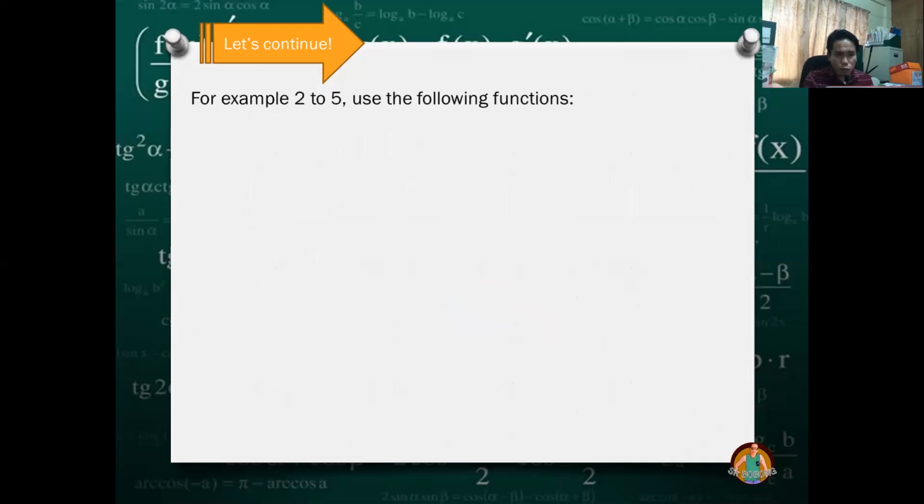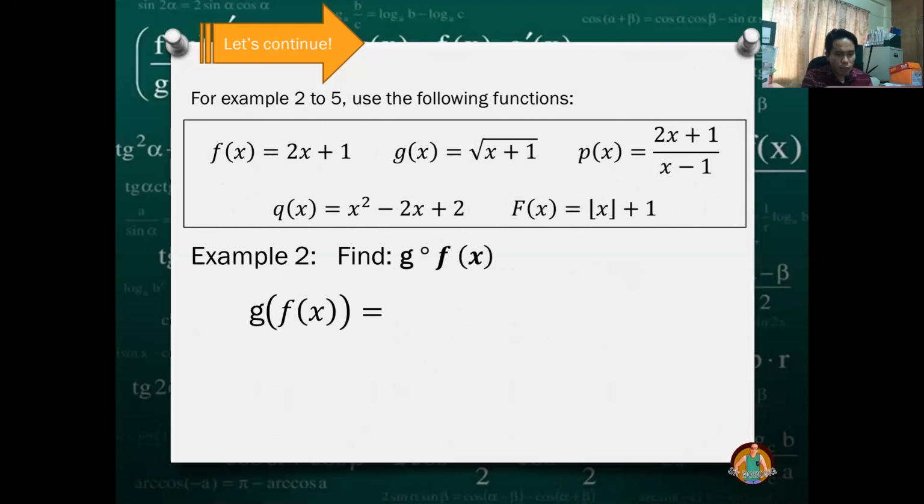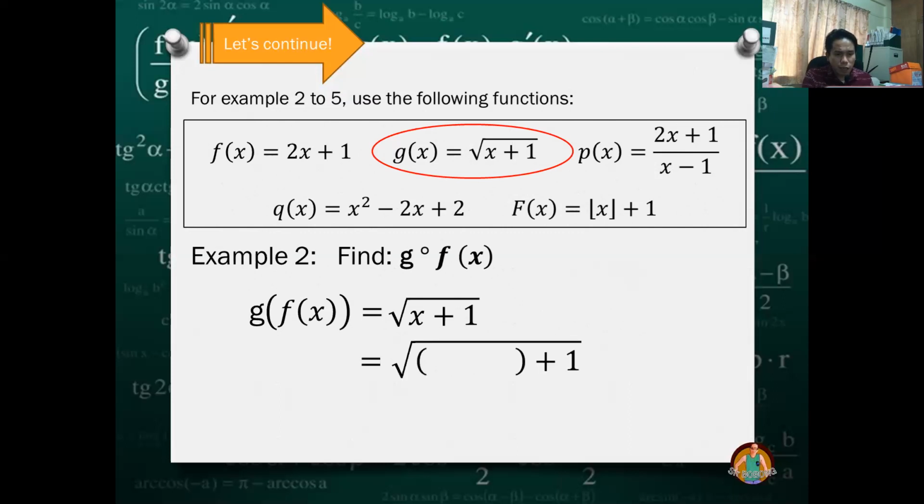Okay? For example, 2 to 5, use the following functions. Okay? So, yung mga functions na ito ay makikita rin sa inyong module. Okay? So, i-discuss lang natin. Okay? Sige. Let's have example number 2. Find g circle f of x. Okay? So, our g of f of x, of course, our base function is the g of x, which is the square root of x plus 1. Okay? So, anong gagawin natin sa x? Okay? Yung kanyang x ay papalitan natin ng f of x, which is 2x plus 1.